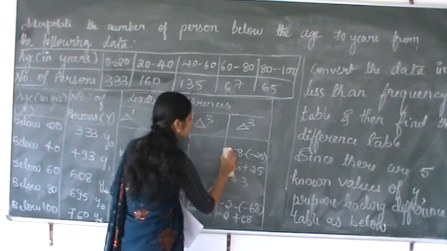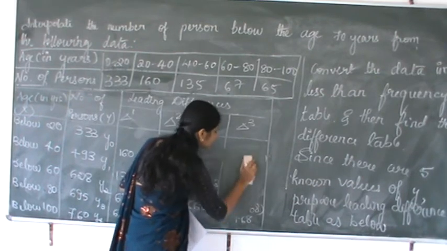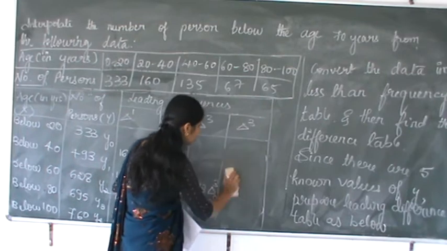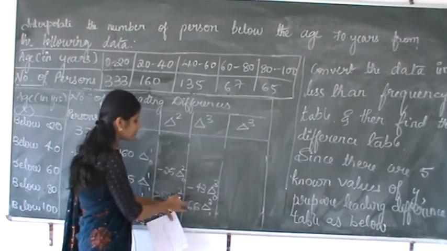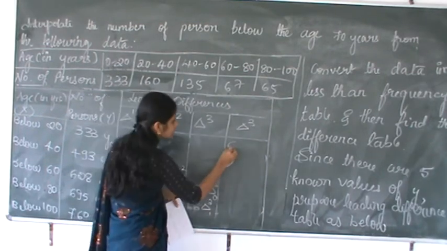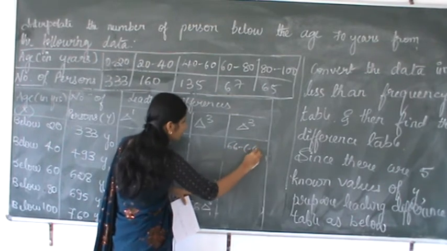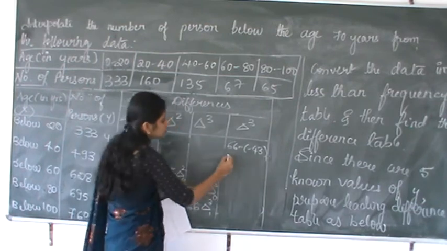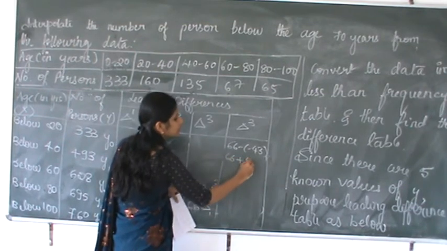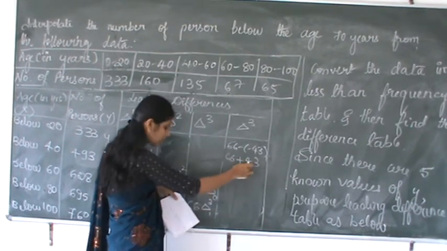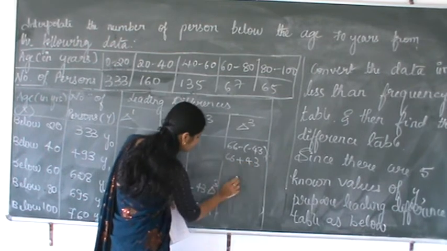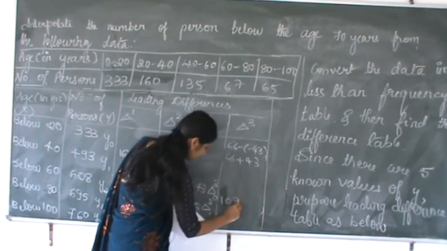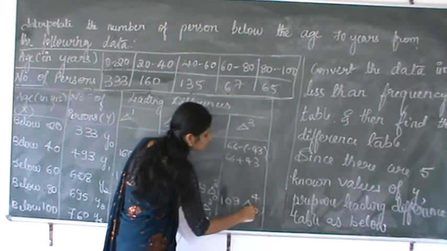Next, we show the calculation in the fourth leading difference column. These two values we deduct, that is 66 minus 43. 66 minus into minus will be plus 43. When you add, it will be 109. That is delta 0 raised to 4.